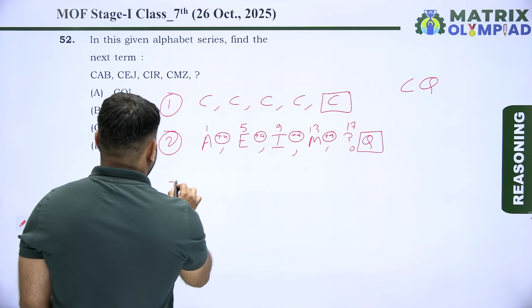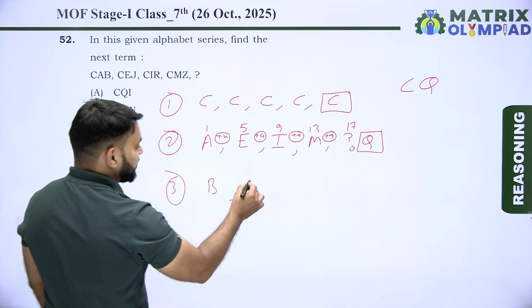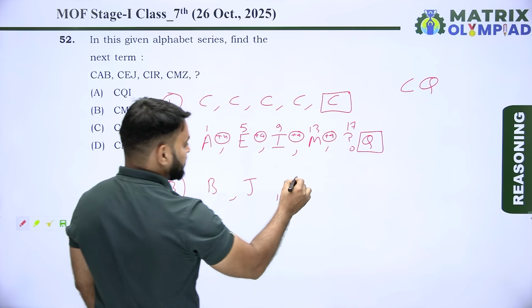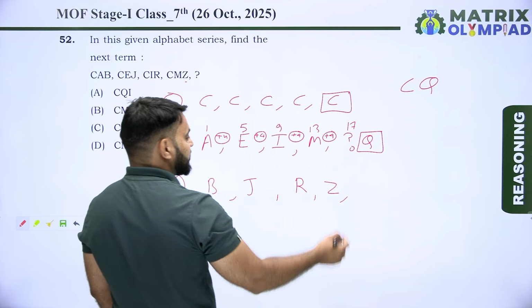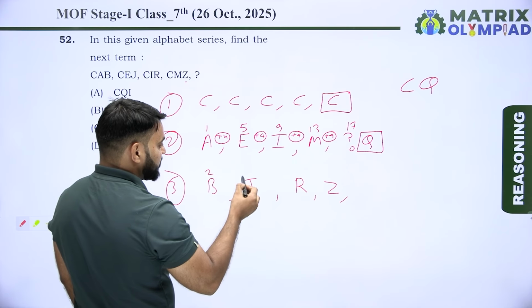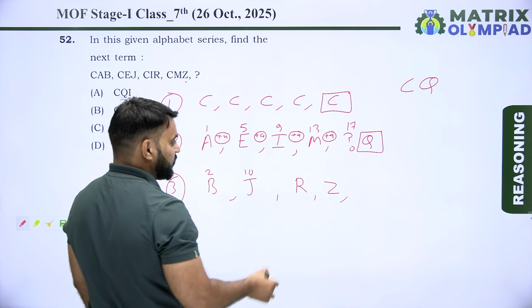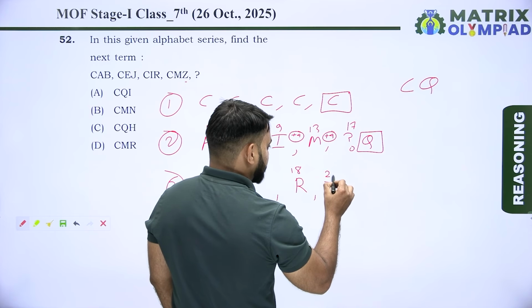Now taking the third alphabet of each term. The third alphabet of the first term is B, of the second term is J, of the third term is R, after R next is Z, and we need to find the next letter. So first find the place value of the letters. The place value of B is 2, of J is 10, of R is 18, of Z is 26.